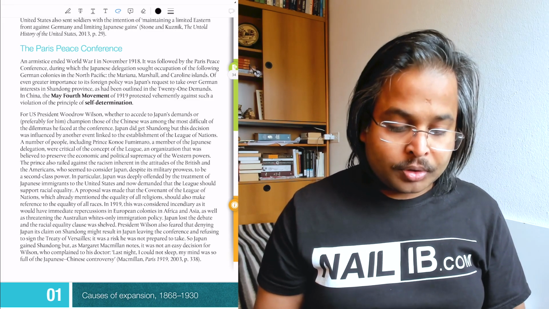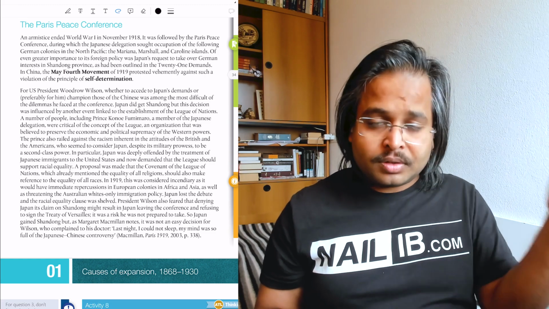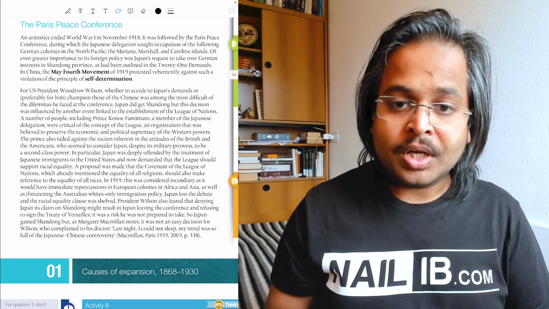Of even greater importance to its foreign policy was Japan's request to take over German interests in the Shandong province. So again, the German interests in China, again the Japanese want those, as had been outlined in the 21 demands. In China, the May 4th movement of 1919 protested vehemently against such a violation of the principle of self-determination. So while the Treaty of Versailles is promising self-determination, that is the kind of freedom to European powers, China's self-determination is being taken away and might be given to Japan.